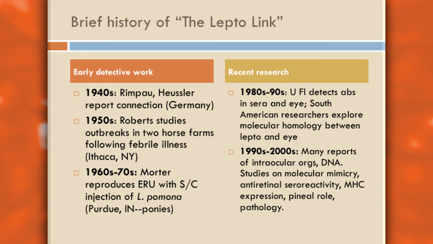In the 80s and the 90s, University of Florida detected antibodies in the sera and the eye. The South American researchers were exploring molecular homology between lepto and the eye. And over the last 20 years or so, we've been accumulating more evidence of persistence of organisms in some of the cases, not all of the cases. Definitely evidence of DNA, more studies on molecular mimicry, anti-retinal seroreactivity, MHC expression, the pineal role, all kinds of things.